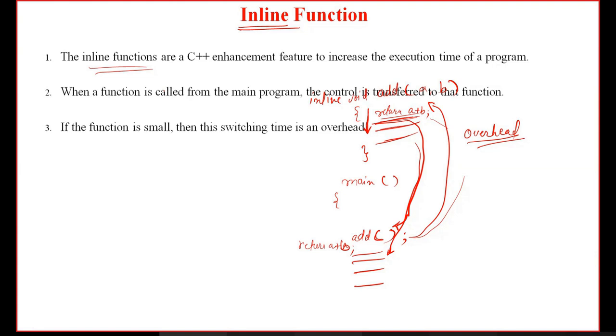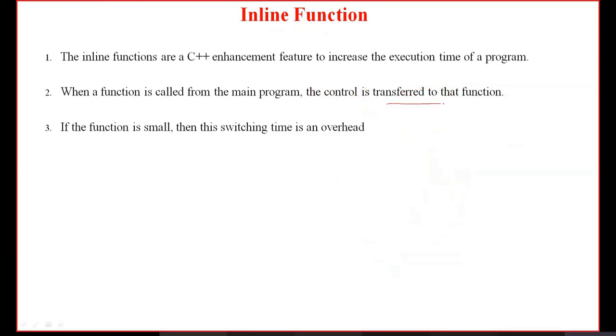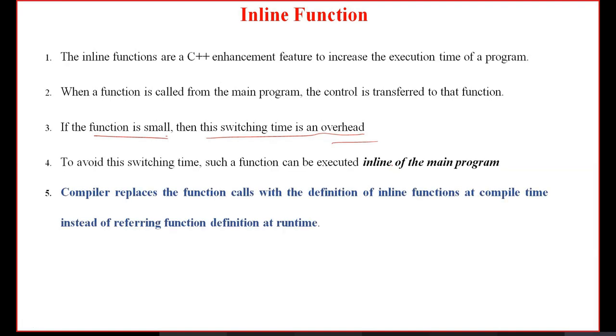So when a function is called from the main, the control is transferred to that function. If the function is small, then the switching time becomes an overhead for us. That means if the function body is small, the switching time from the main function to that function is an overhead. To avoid this, we will execute that particular function inline in our main program.